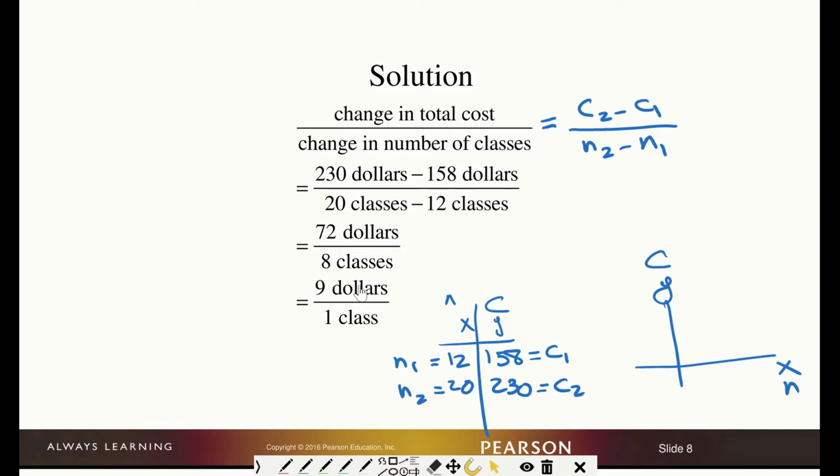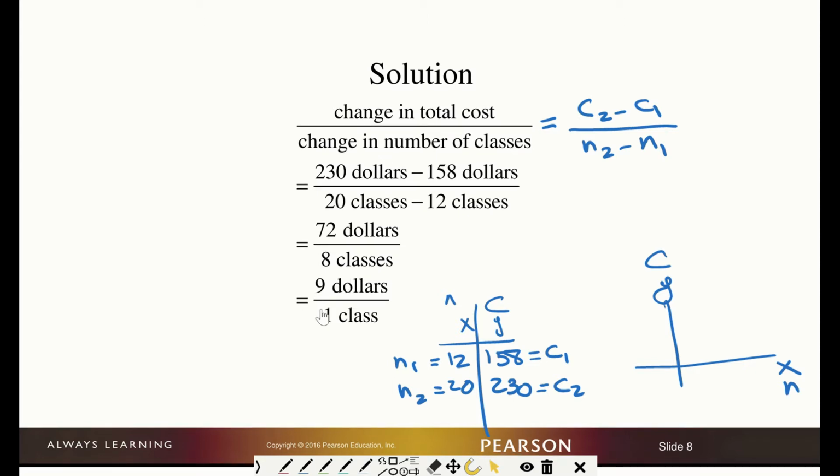So then we do that, and we can see that basically the cost is going to be $9 per class, because that is precisely what this rate of change is telling us. It's basically telling us how much we're going to be spending per class for this karate course. And this, of course, takes into consideration that fixed enrollment fee, which is charged regardless of the number of classes that are taken.